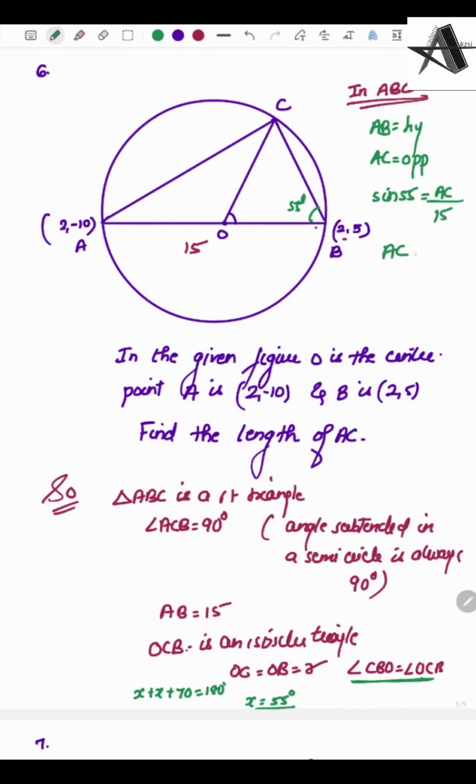Because ultimately we have to calculate the length of AC, we are almost there. AC is 15 times sine 55, which gives me 12.287, or 12.29 units, as the length of AC. Moving on to the next question.